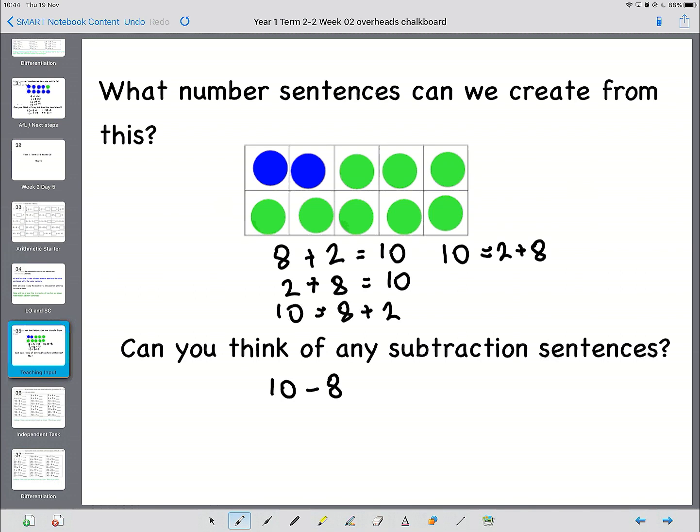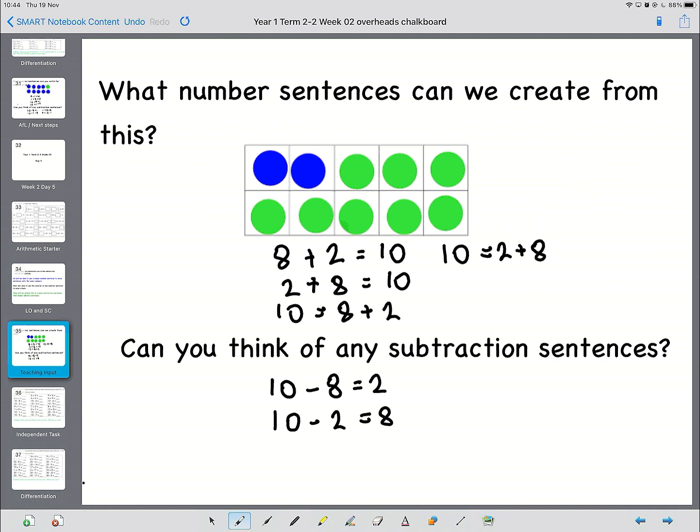If we subtract 8, which is the green, we take the green away, and that leaves 2. Okay, and then we can start looking at the patterns. So equals 8, because this time we've got the 10. We take away the 2 blue, and we end up with 8 green.